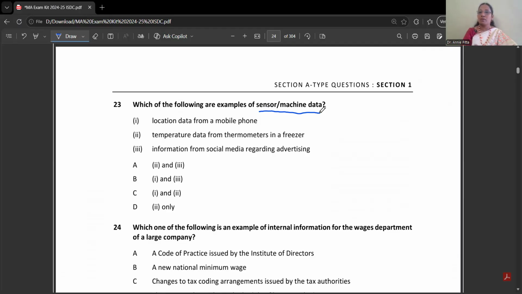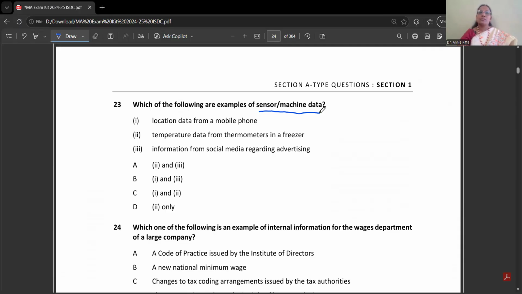It automatically gets recorded and is collected, and we can use that data. Okay, location data from a mobile phone. The location in which this particular device is present gets registered, because if there is an app which talks about the current location data, we can collect that from the mobile phone. So that is a sensor or machine data.